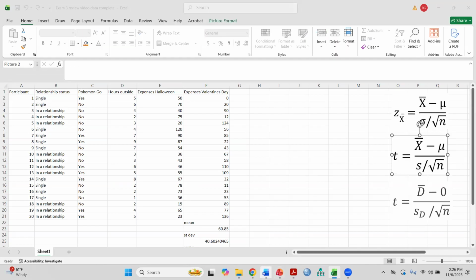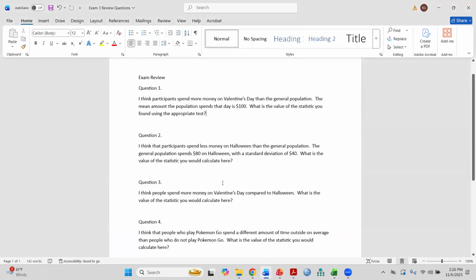Let's keep going. Let's see what else we've got brewing here. Question two. I think that participants spend less money on Halloween compared to the general population. The general population spends $80 on Halloween on average, with a standard deviation of $40. What is the value of the statistic you'd calculate for this?